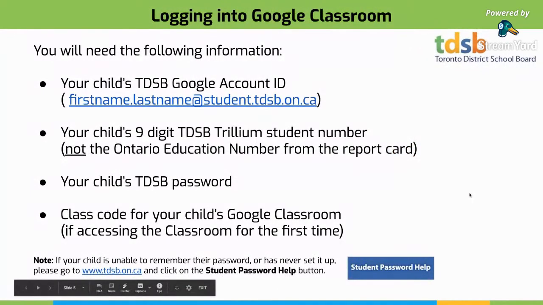Okay, so as you look at accessing Google Classroom, you're going to need a few pieces of information from your child or your children. The first is their Google account ID, and this looks like an email address. So it would be their first name dot last name at student.tdsb.on.ca. The second piece of information would be your child's 9-digit Trillium number. As we've highlighted on the slide here, this is not the Ontario education number from the report card, but rather a number that TDSB provides out to our students.